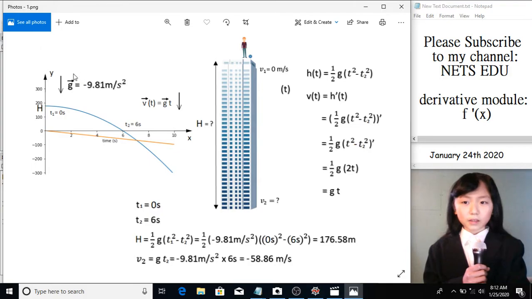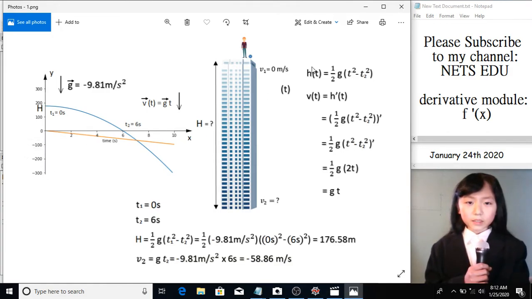We know that the gravity equals negative 9.81 meters per second squared. It is negative because it is going downwards, and in math, downwards is negative. The function for height equals a half times the gravity times t squared minus t2 squared. t2 is the amount of time it takes to fall, and t is a variable, so we can choose any number for it and substitute that in here.